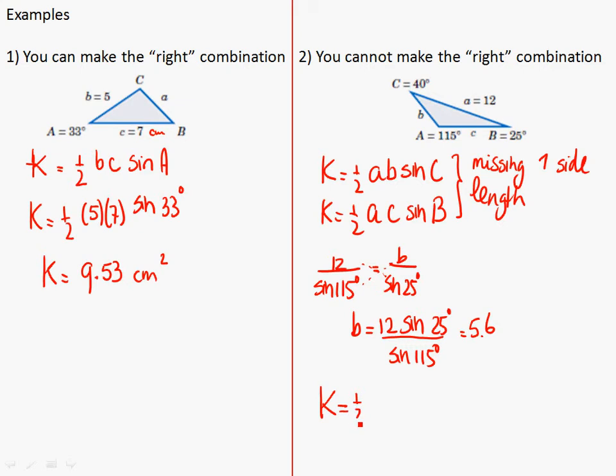So what did we find? We found A, which was 12, right? We found B, which was 5.6. So if I used A and B, then I better use the sine of angle C, and that would be the sine of 40 degrees. Okay? Plug all this in, multiply it out, and hopefully you end up with this.